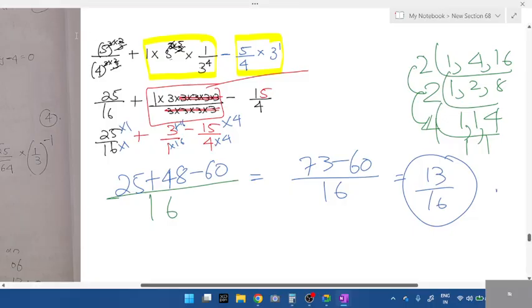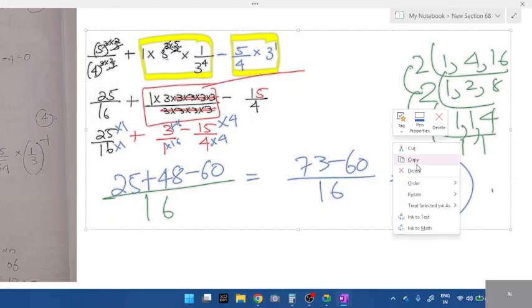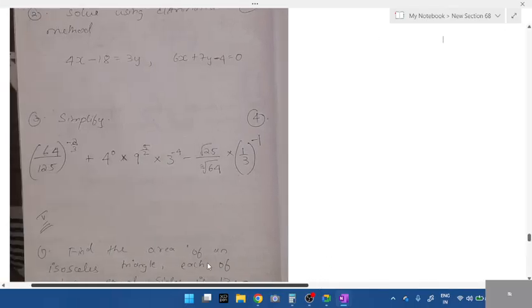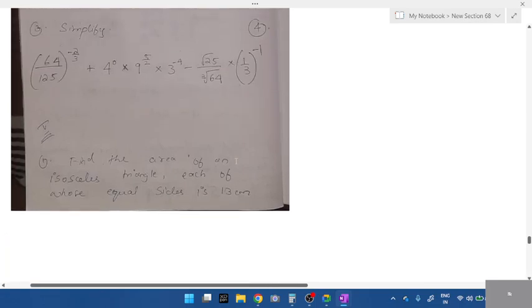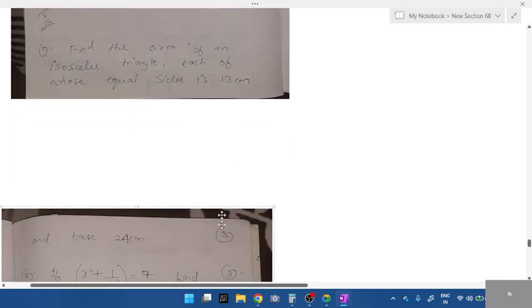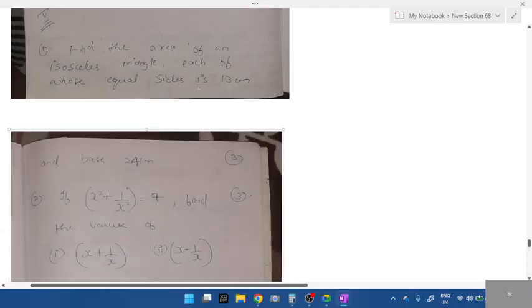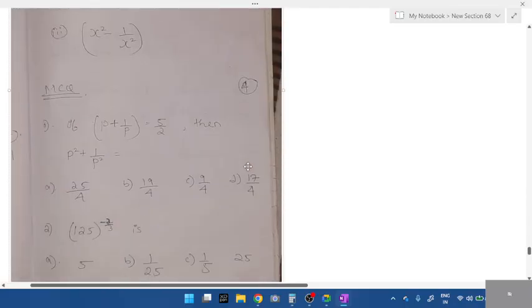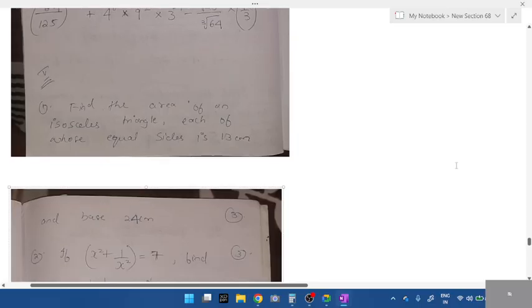Shall we do the next one? Next one. Last main, right? This is the last main. Find the area of a triangle. See, everything, whatever I said, students, it was easy. The only thing is, practice it.